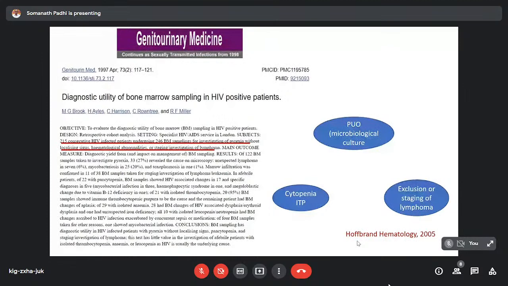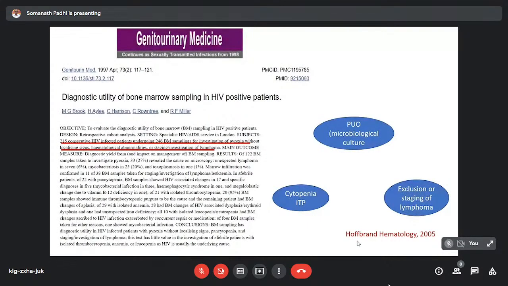And of course, these patients are at risk of developing lymphomas known as AIDS related lymphomas. To exclude this, for the staging marrow, we need to do this marrow evaluation, as well as to rule out any involvement of the marrow by lymphoma.